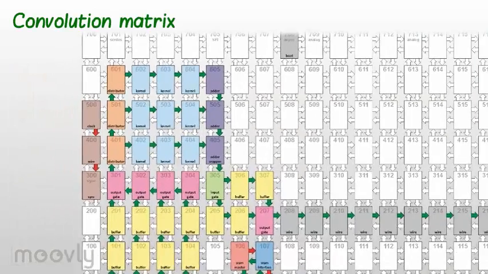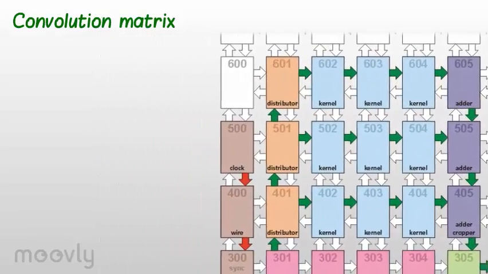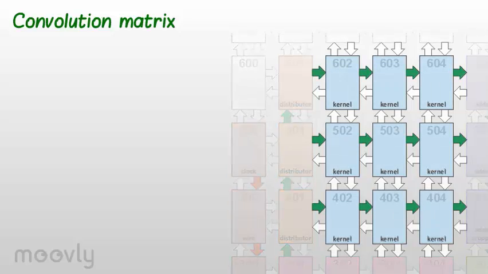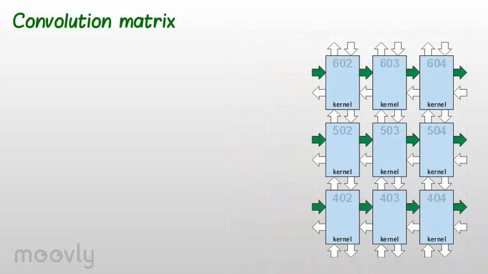The convolution matrix is defined in 9 nodes in a square between 602 and 404. For each column of the kernel, the code is the same. Image data are fed into the matrix in the eastward direction, 3 lines at a time.